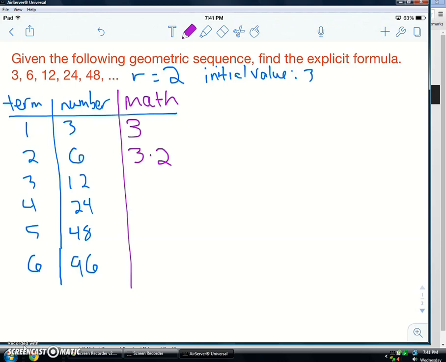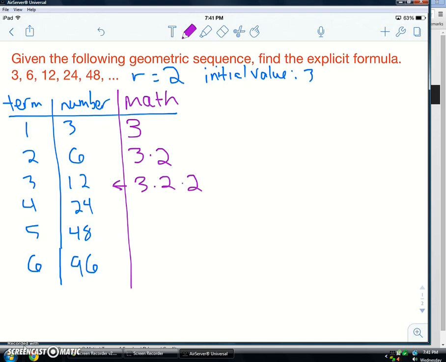Then, what we did is we took the 6, which we can say is 3 times 2, and you just rewrite that below it: 3 times 2, which is 6. And to get to 12, we simply multiplied by 2 once again. So 3 times 2 times 2 gives us 12.